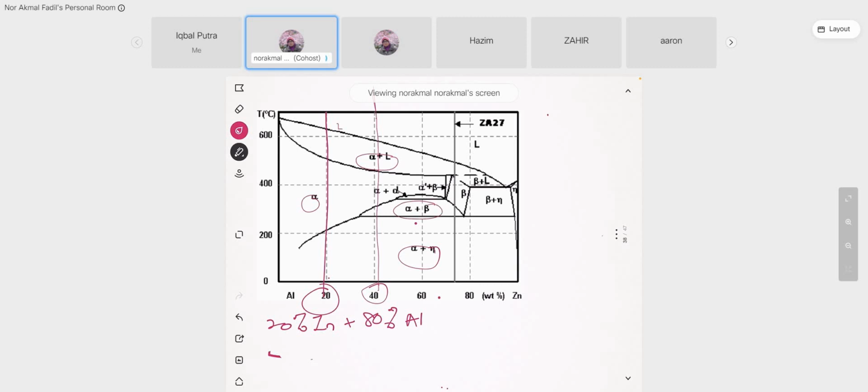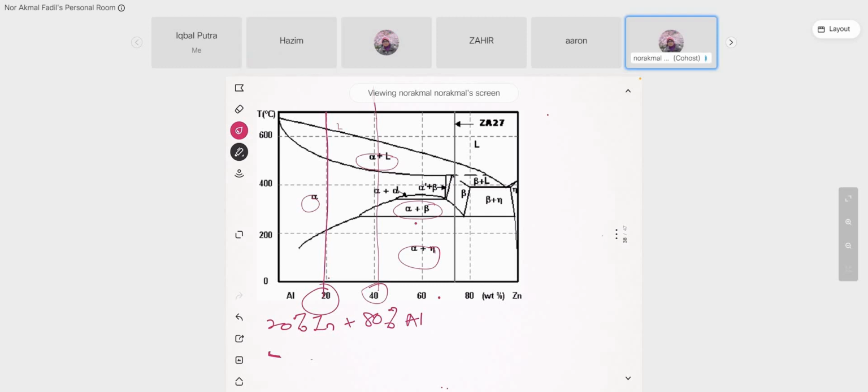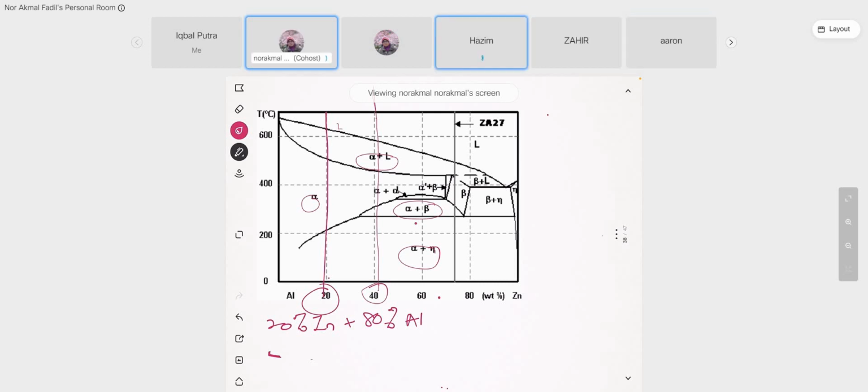Okay, now how to determine the temperature, right? Yeah, your question is how to determine the temperature. Yes, specific weightage. Maksudnya macam okay. Soalan tu macam mana? Okay, so the objective, sorry, saya buang masa benda yang you dah tahu.